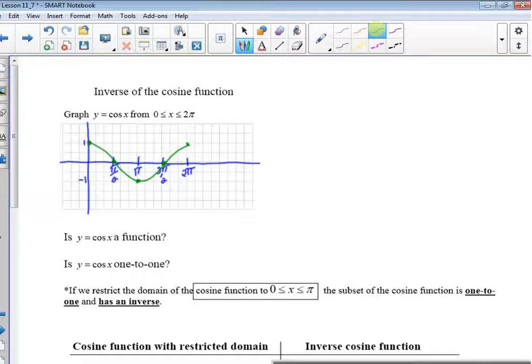So is y equals cosine a function? Yes. Is it one-to-one? No, it does not pass the horizontal line test. It has repeating y coordinates.